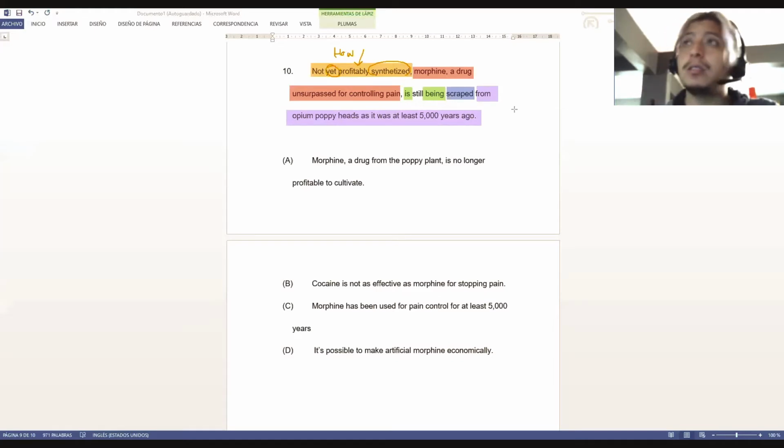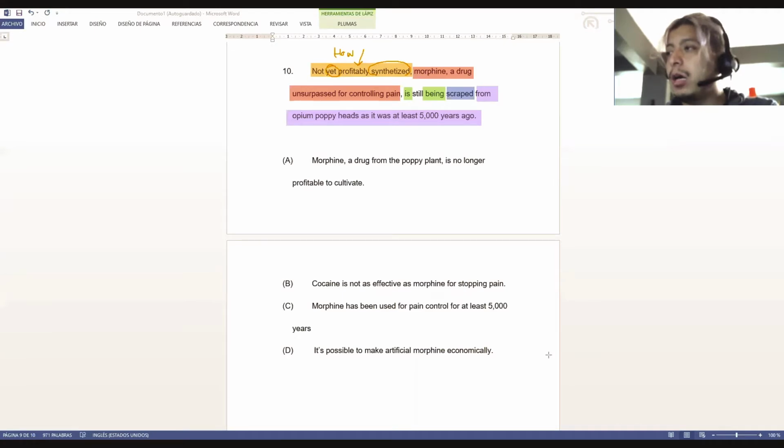So this is the sentence, okay? Today it is not a good business to synthesize morphine, to make it in the laboratory. So, because it is not a good business, morphine is still being scraped from opium poppy heads. We do the same process as we did 5,000 years ago. 5,000 years ago, people discovered the properties of morphine and how to get it from the plant. And today, we continue to do it the same way because it's not really cost effective to synthesize it.